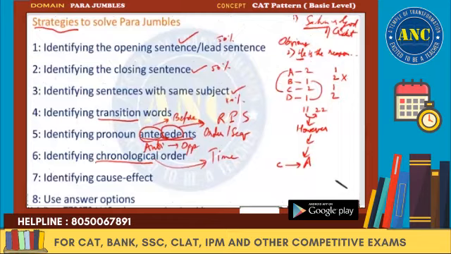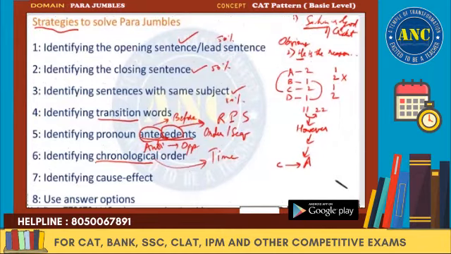Finally, after all of these things, you will also look at the answer options and try and identify ways in which you can answer the question quicker. Completely without looking at answer options, the para-framing questions or the para-jumble questions can be solved. But it will happen much quicker if you use all the first 7 strategies along with the 8th strategy, which is using answer options. That is a smarter way.